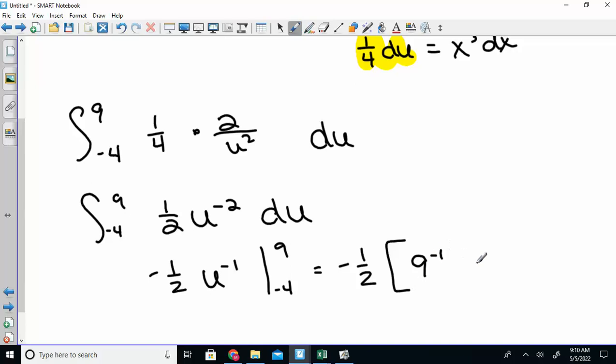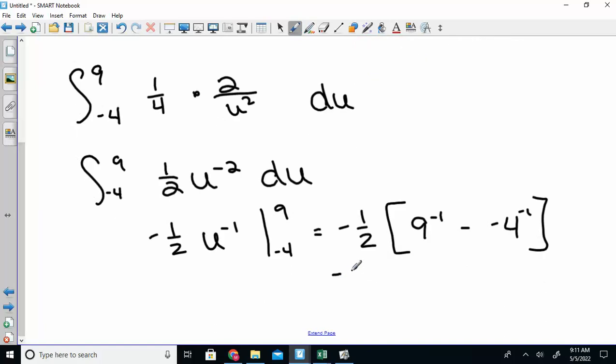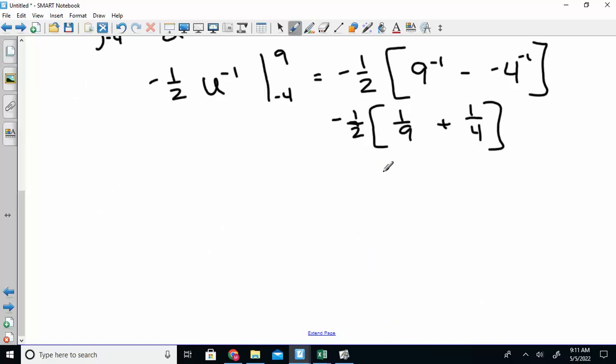So we have 9 to the negative 1 minus negative 4 to the negative 1. What does a negative 1 power do? Flips it. So this is 1/9 plus 1/4. So that's like 4 over 36 plus 9 over 36. So 13 over 36 times negative 1/2, so negative 13 over 72.